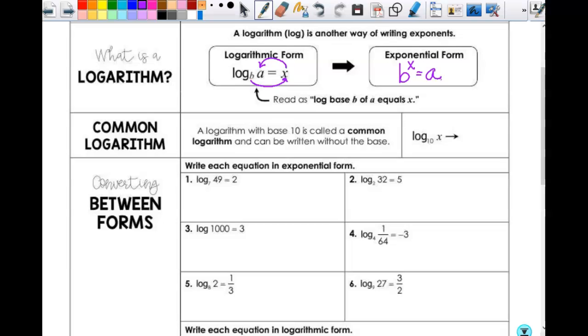So the common log, a logarithm with base 10, is called a common logarithm and can be written without a base. So this is log base 10 of x. This right here is also log base 10 of x. You just don't have to put the 10.